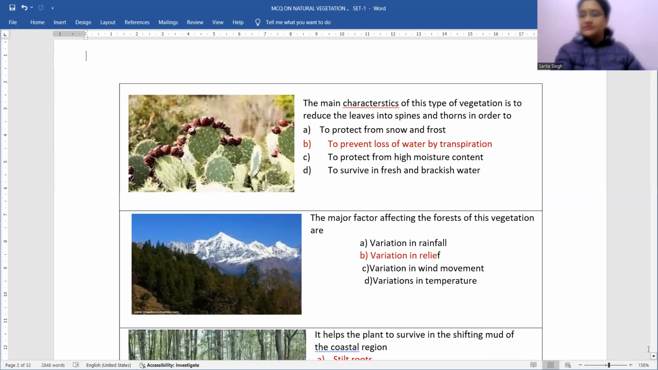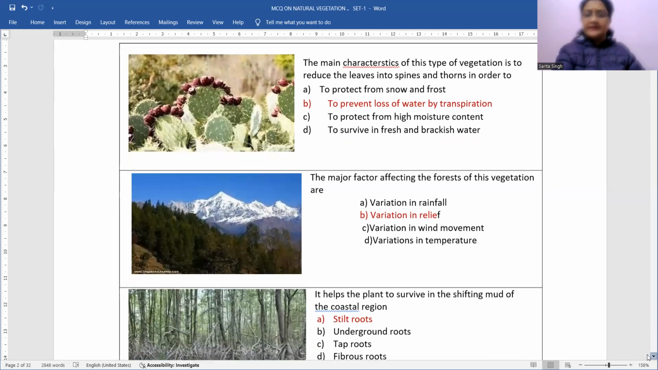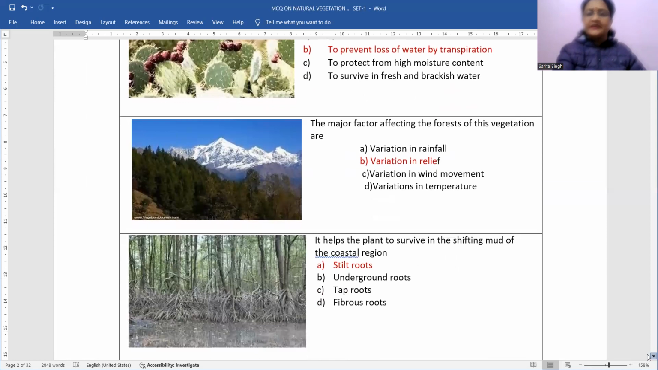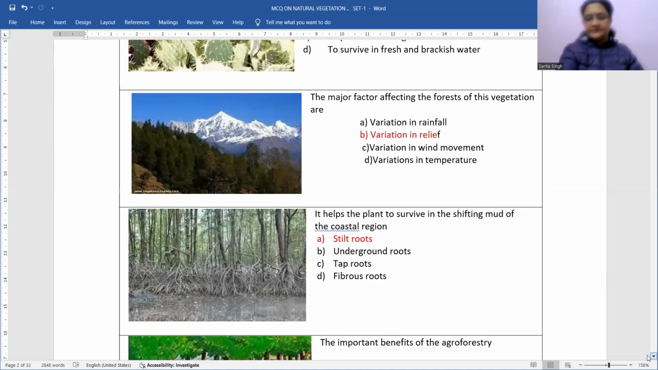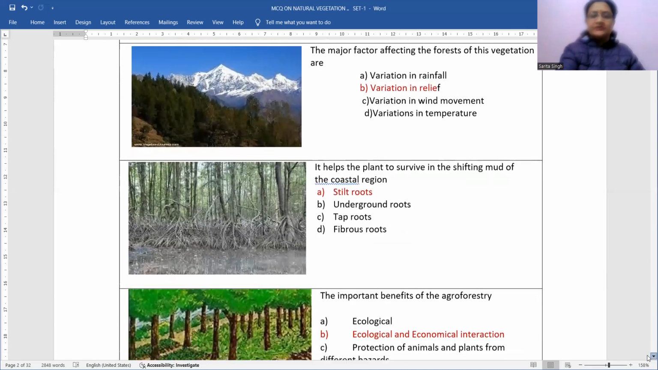Okay, next question is, the major factor affecting the forests of this vegetation are, number 1, variation in rainfall, variation in relief, variation in wind movement, and variation in temperature. आप देख सकते हो पिक्चर में माउंटेनस एरिया दिखाया हुआ है and the forest is actually on the slopes, right? तो मतलब हम बात कर रहे हैं माउंटेन टाइप वेजिटेशन. ओके, तो यहां पर कौन सा ऑप्शन सबसे सही होगा? नंबर 2, दैट इज वेरिएशन इन relief will be the most appropriate answer. Okay, now let's talk about the next one.